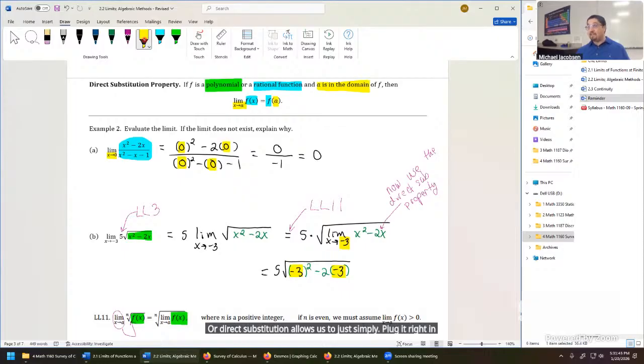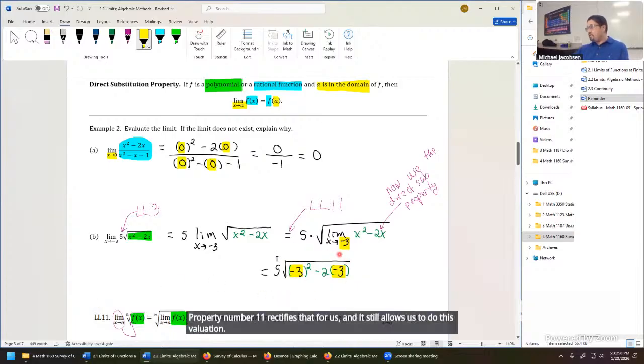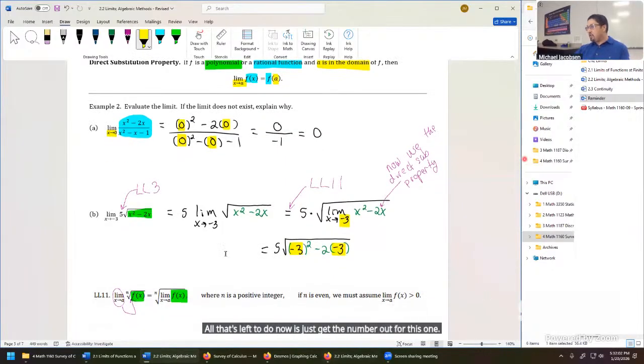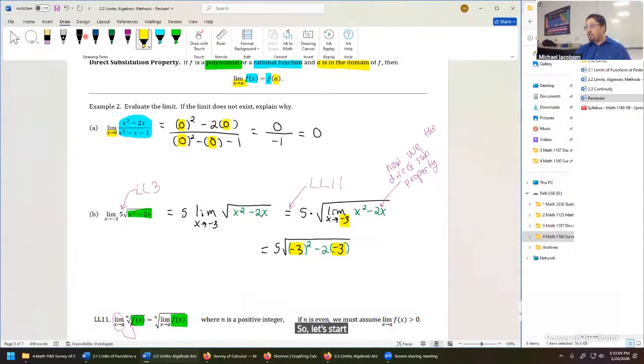Kind of nice in a way. Polynomials are really nice functions. It's sort of messed up because there's a square root. Property number 11 rectifies that for us, and it still allows us to do this evaluation. All that's left to do now is just get the number out for this one. So let's start just doing the algebra side of this. This is 5 times the square root of 9 plus 6 altogether.